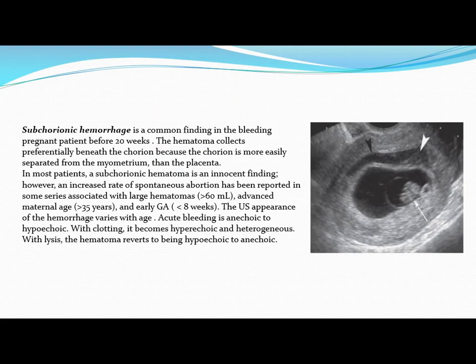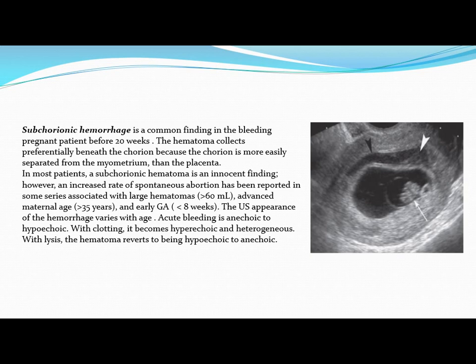Subchorionic hemorrhage is a common finding in the bleeding pregnant patient before 20 weeks. The hematoma collects preferentially beneath the chorion because the chorion is more easily separated from the myometrium than the placenta. In most patients, a subchorionic hematoma is an innocent finding. However, an increased rate of spontaneous abortion has been reported in some series associated with large hematomas, advanced maternal age, and early gestational sac.